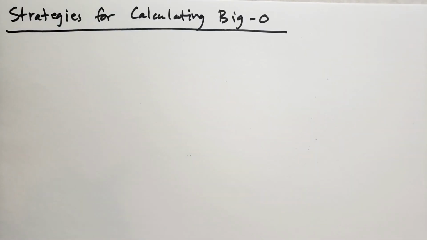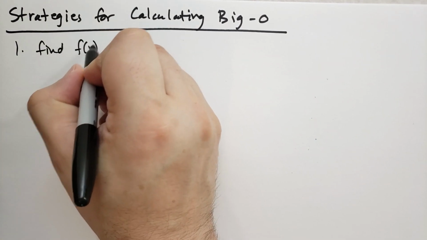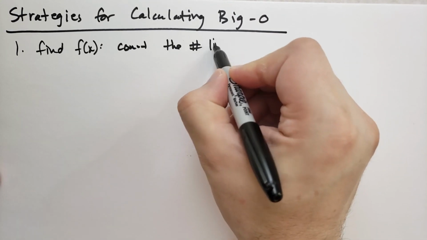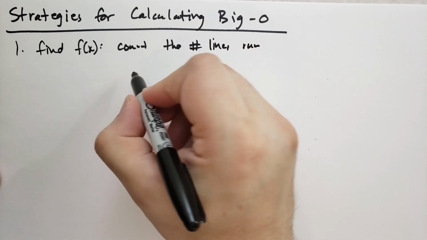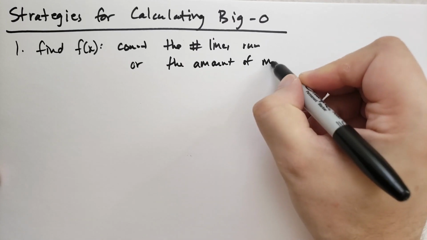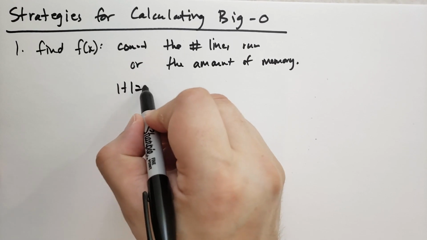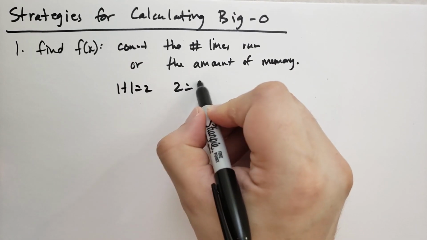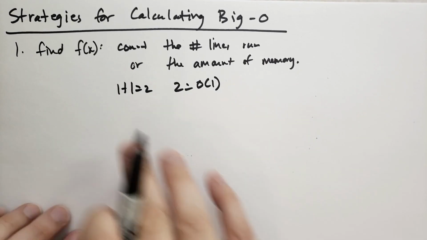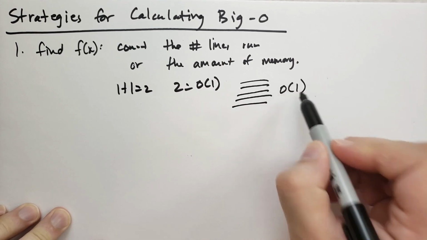I'm going to show you some strategies I use to calculate big O. The first step is we want to find f of x. Okay, basically I want to count the number of lines run or the amount of memory. Keep in mind that 1 plus 1 equals 2, but big O of 2 is equal to 1. So if I'm adding numbers together like this, unless I'm adding them together n times, I'm just going to leave it as 1. So statements executed in succession like this is considered O(1) in time.